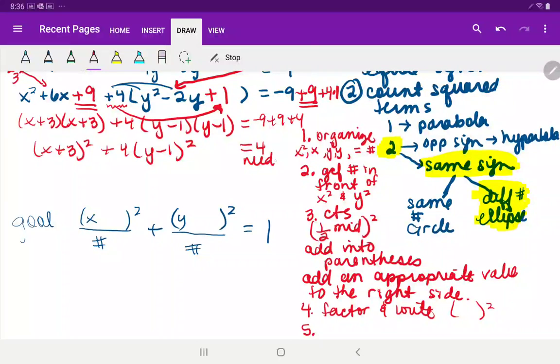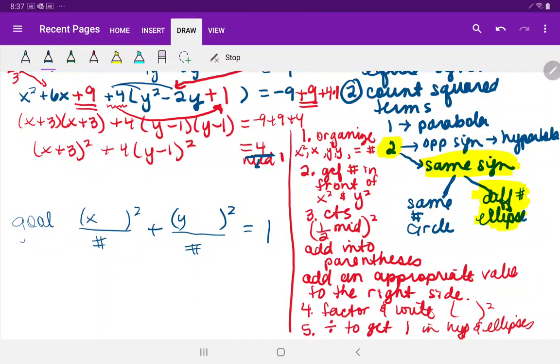Now I need a 1 here. I need a 1. So how can I make a 4 into a 1? I could subtract 3, or I could divide. And what we're going to do is divide. So we're going to divide to get 1. And that's in hyperbolas and ellipses. Okay, so I'm going to divide by this 4 over here because I need it to be a 1. Divide by 4, divide by 4.